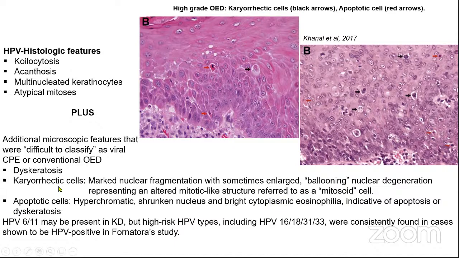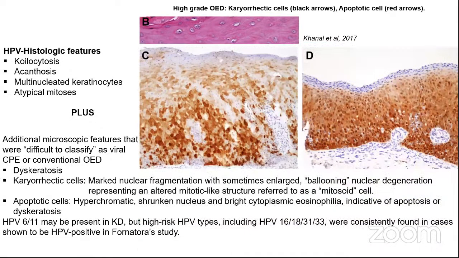And though we also may see low-risk forms of HPV in koilocytic dysplasia, it has also been shown that high-risk types may be present, and it is this high-risk type that you would be interested in finding in this HPV OED. And that is usually evident with the P16 staining.